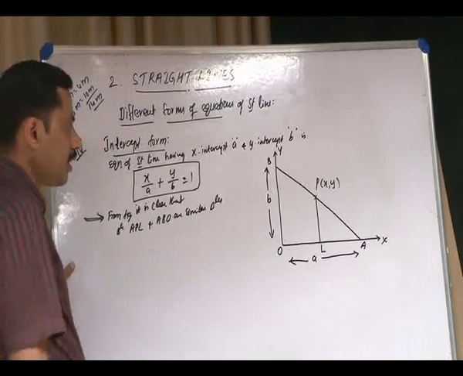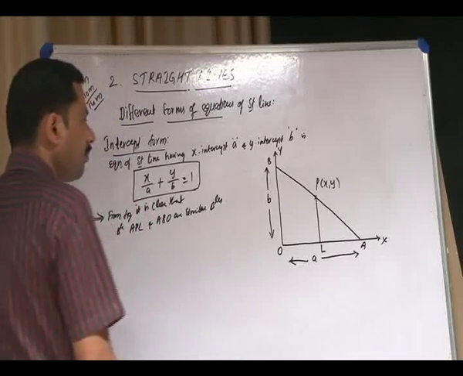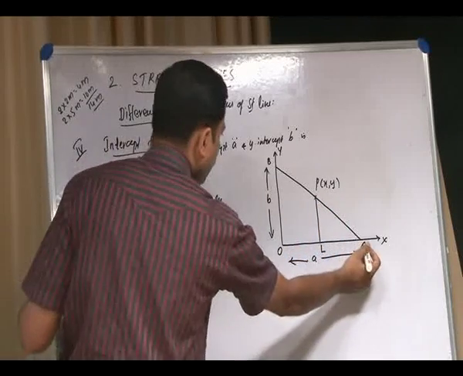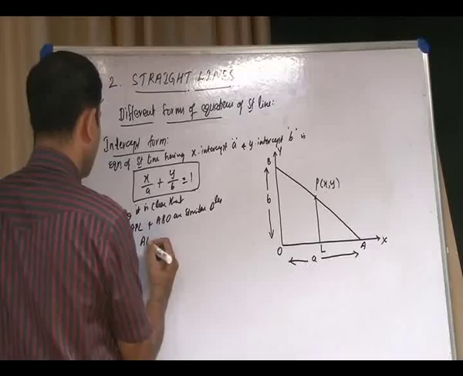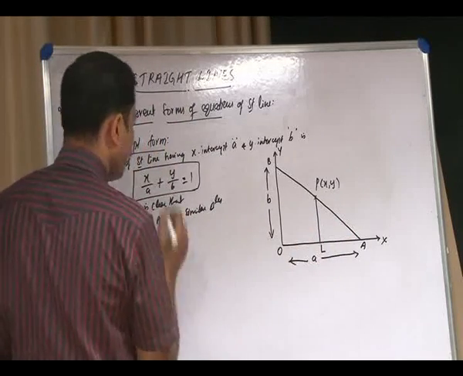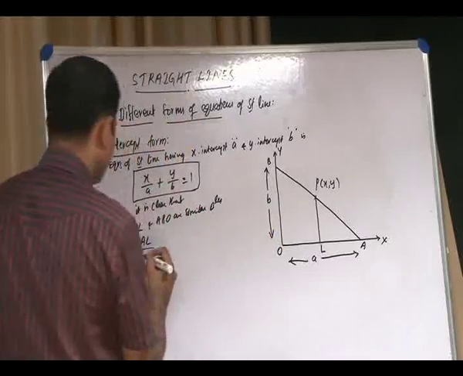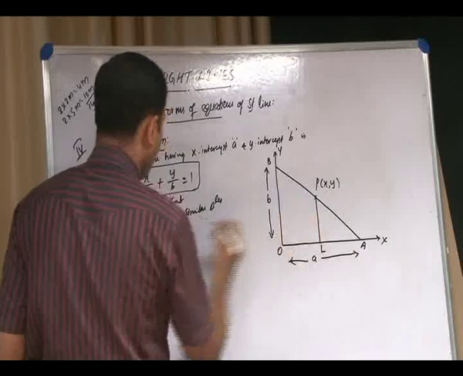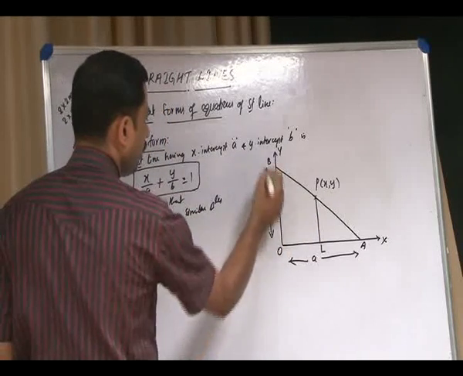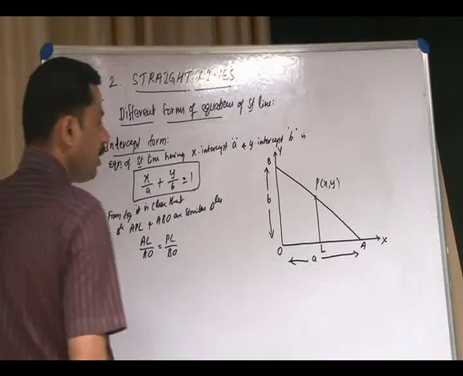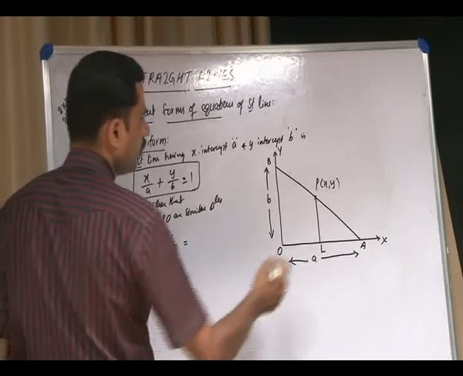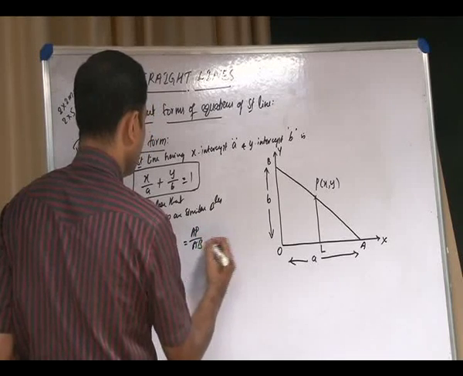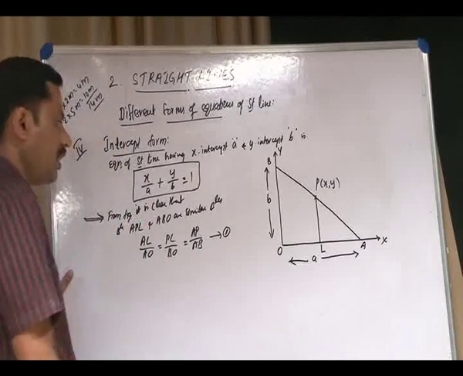Since they are similar triangles, if we equate the ratios of corresponding sides, then you can write: the base of one triangle, that is AL, divided by the base of the other triangle, AO, AL divided by AO is equal to PL divided by BO, and that is equal to AP divided by AB. Consider this as equation 1.